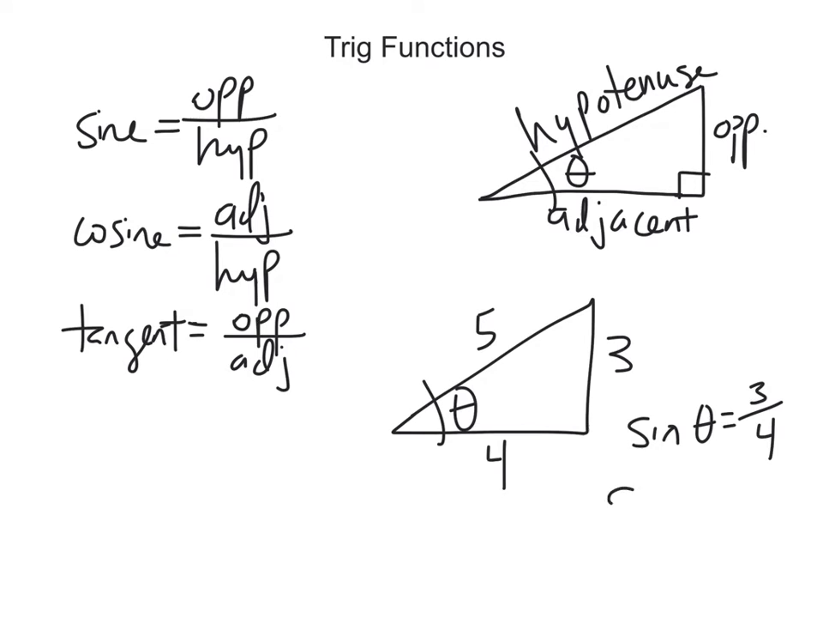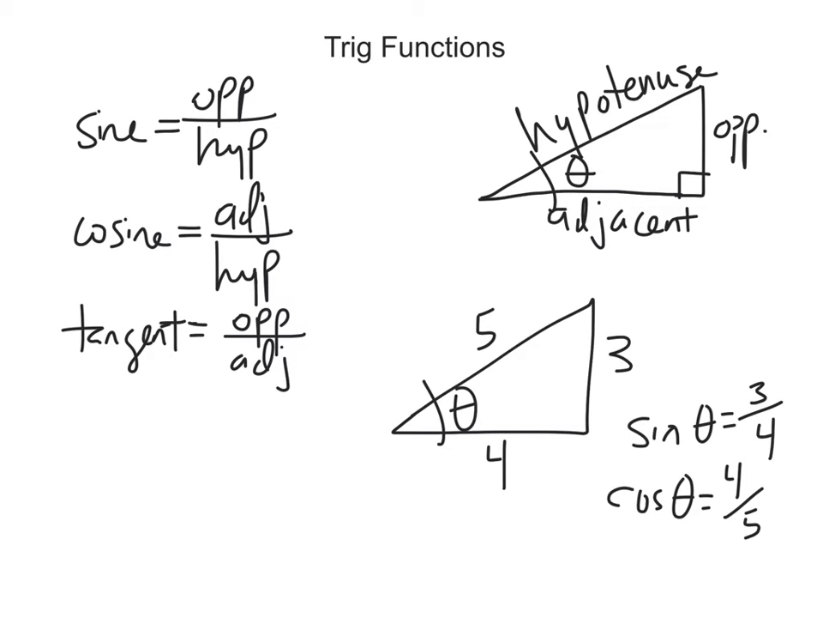The cosine of that angle would be the adjacent over the hypotenuse, right? So here's theta, that's adjacent over hypotenuse. So the cosine of the angle is 4/5. And again, it's just a ratio.